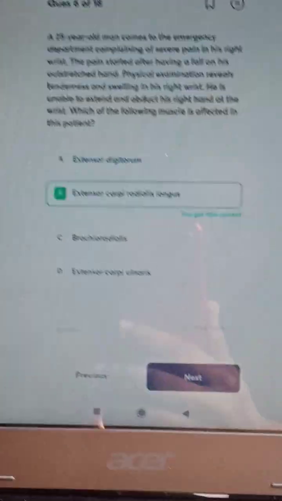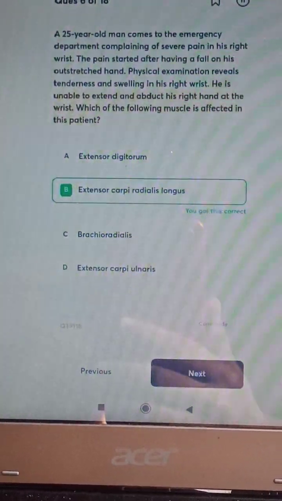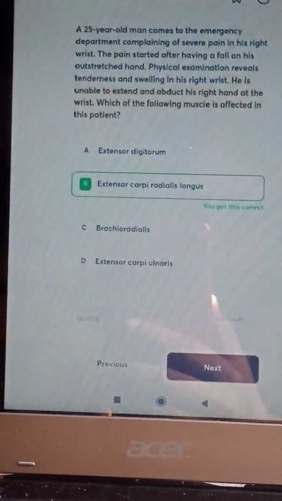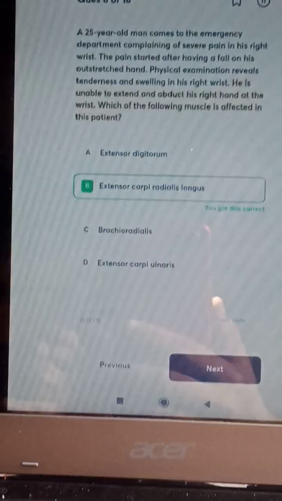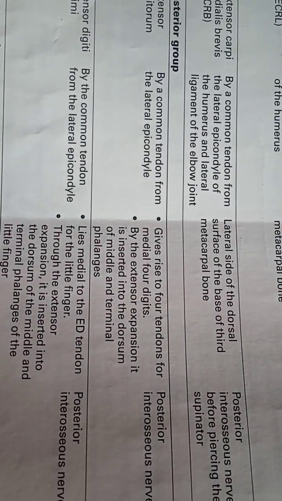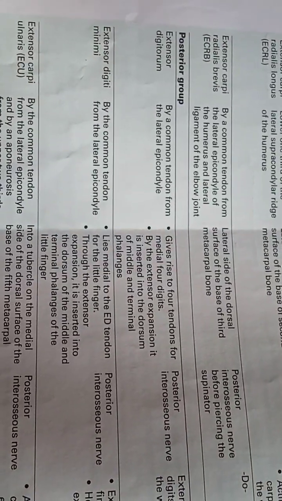So abduction of his right hand and extension at the wrist, it is because of which muscle? We have to find it. First option is extensor digitorum. Extensor digitorum helps in extending the medial 4 digits. It can also extend the wrist. That is the work of the extensor digitorum. It comes from the common tendon from the lateral epicondyle and gives rise to 4 tendons for the medial 4 digits, and it is innervated by the posterior interosseous nerve.